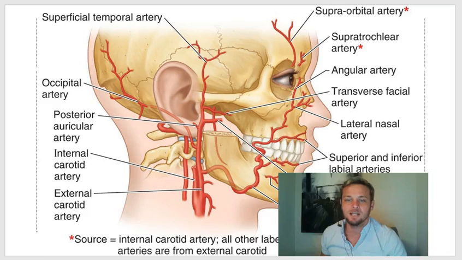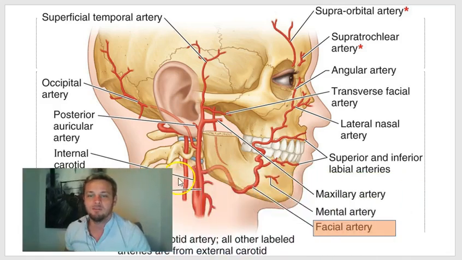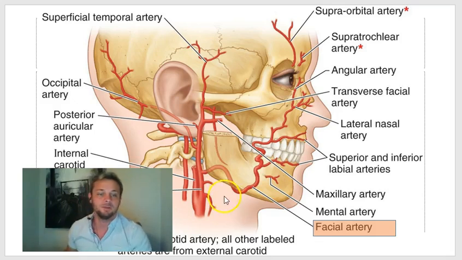Coming over to the other side, we have our facial artery. So branching off of this external carotid artery is your facial artery. So if you put your fingers right up here on your cheek, on your mandible right there, you can push, and you can also feel a pulse. So your facial artery is also a pulse point.